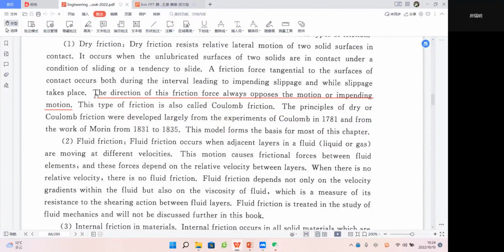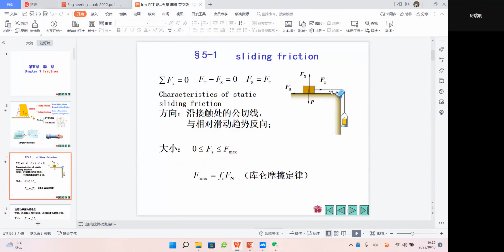So please pay attention to the underlined sentence. The direction of this friction force always opposes the motion or impending motion. So we can look at this figure again. Because of this driving force Ft, the box tends to move relative to the fixed ground along the positive direction of x, right? But we will have a friction Fs, whose direction is opposed to the direction of Ft. This force prevents this tendency from happening.